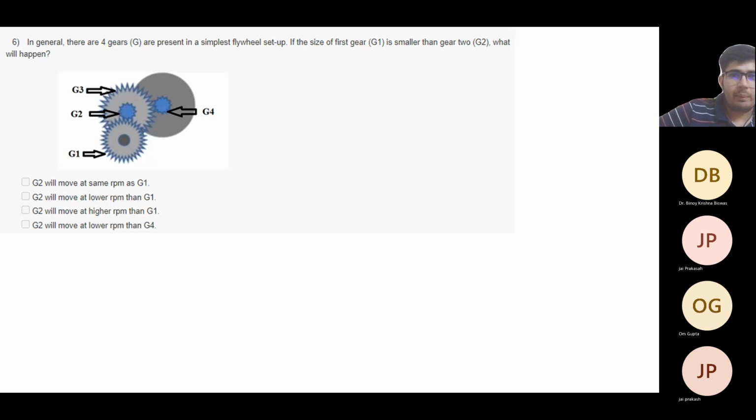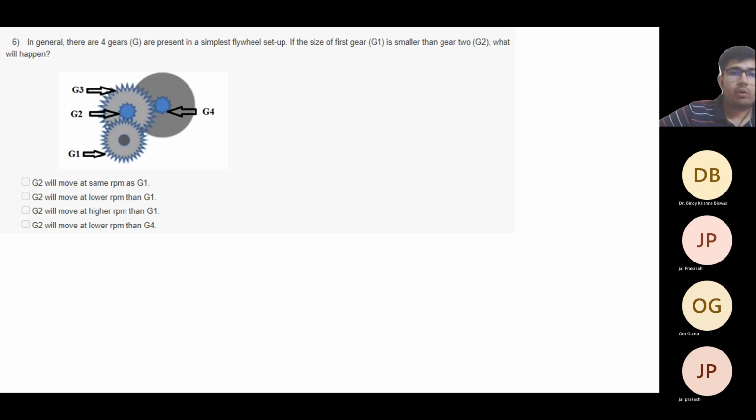G2 will move at lower RPM than G1. So that is answered already. That is the right answer, correct. Okay. What about option number 3? G2 will move at higher RPM than G1. So that option is incorrect because option 2 is correct, as G2 is now bigger as compared to G1. So that is also incorrect.